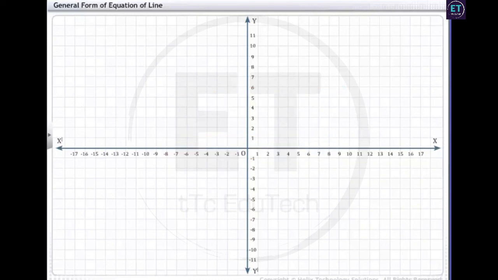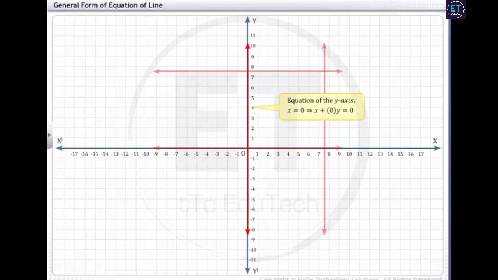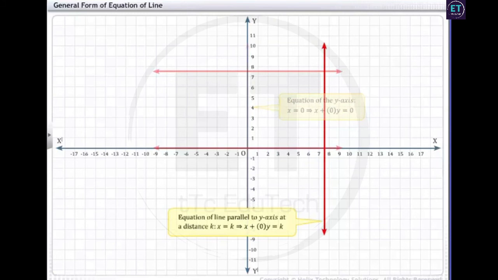Let us now consider all the equations together to arrive at the general formula for a line. The equation of the Y-axis, x equals 0, is represented as x plus 0y equals 0. The equation of a line parallel to the Y-axis, x equals k, is represented as x plus 0y equals k.